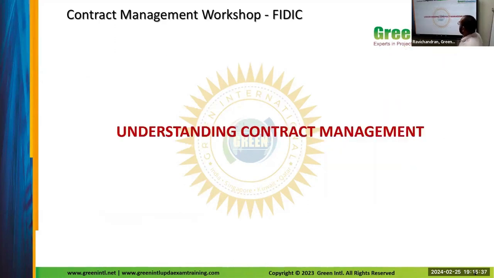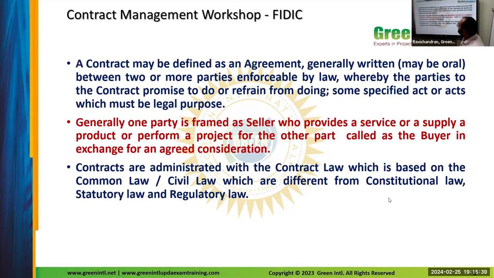So let's start with understanding contract management. A contract may be defined as an agreement, generally written or maybe oral, between two or more parties, enforceable by law, whereby the parties to the contract promise to do or refrain from doing some specified acts which must be for a legal purpose. So normally one party is framed as the seller who provides service or supplies the goods, and the other party is the buyer, in exchange for a consideration.